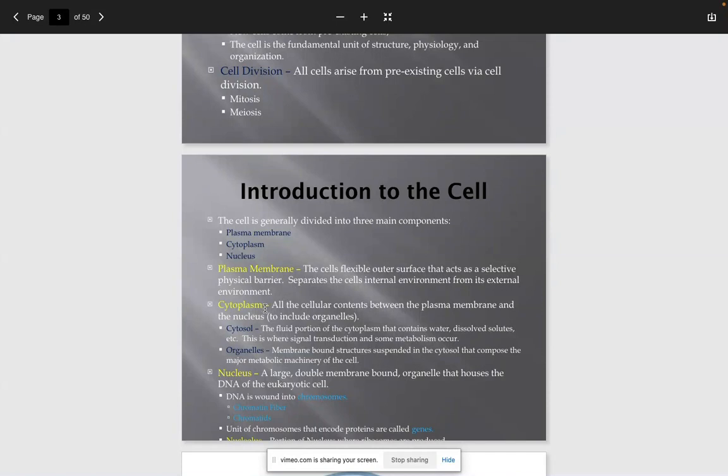Then we have the cytoplasm. Think of the cytoplasm as the fluid in between the cell membrane and the nucleus. So you've got a plasma membrane, that's your doorway. You have the cytoplasm, this is your fluid portion, and then you have the nucleus. And the nucleus, everybody knows, this is where all of your genetic DNA is going to be contained.